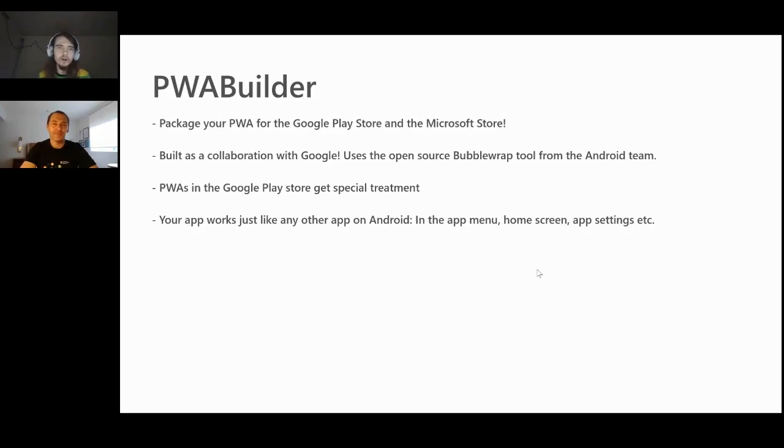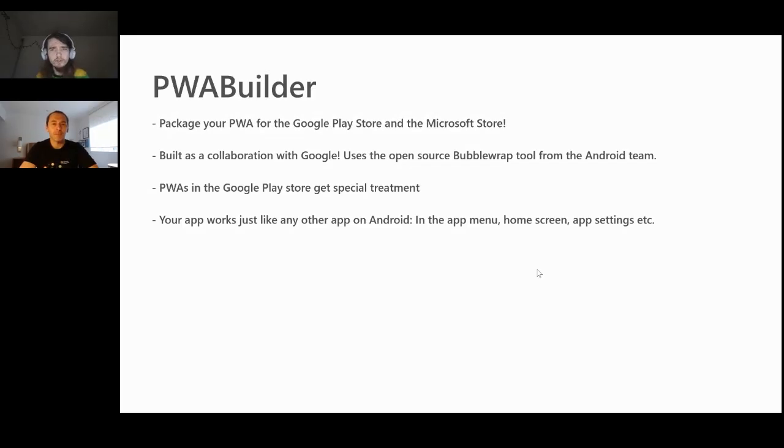PWAs in the Google Play Store also get special treatment. I wanted to point that out real quick. For example, normally on the web, if you notice geolocation, the user will get a prompt saying, hey, are you cool with us using your permissions? Native applications in the Google Play Store have their own individual prompt. It's not the web prompt. So PWAs in the Google Play Store will get that native prompt, like only use my location while the app's running, which is really cool.